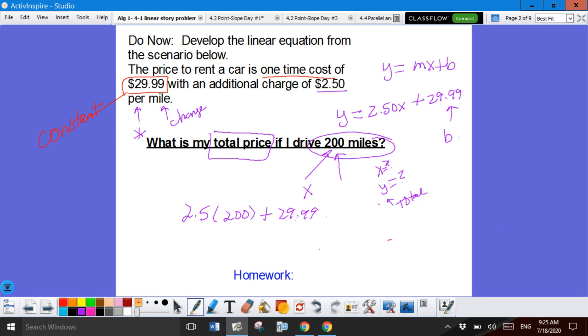So 2.5 times 200 is going to bring me to 500, plus 29.99 is going to bring me to a total cost of $529.99. So that's pretty expensive to rent a car. Normally, the price per mile is not so extensive on rental cars, but could be, depending on what kind of car you're getting. Maybe it's a Ferrari, who knows? So $529.99 would be the cost for 200 miles.